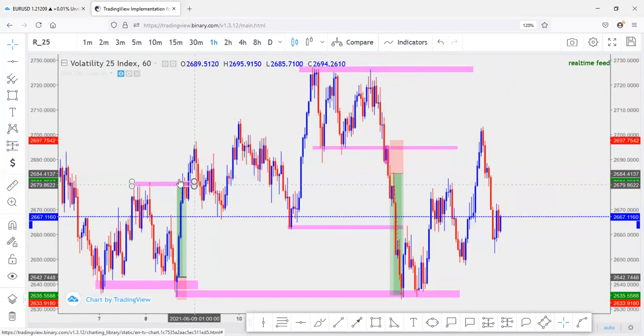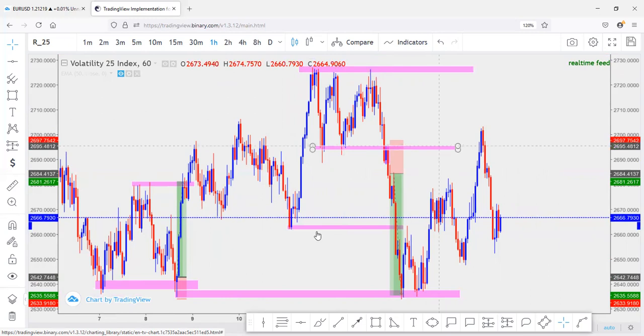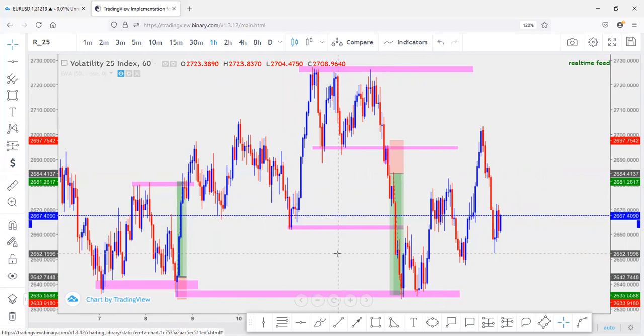You can see my levels of resistance and support, where this support now becomes resistance. So what I do is just use those recent support and resistance structures.